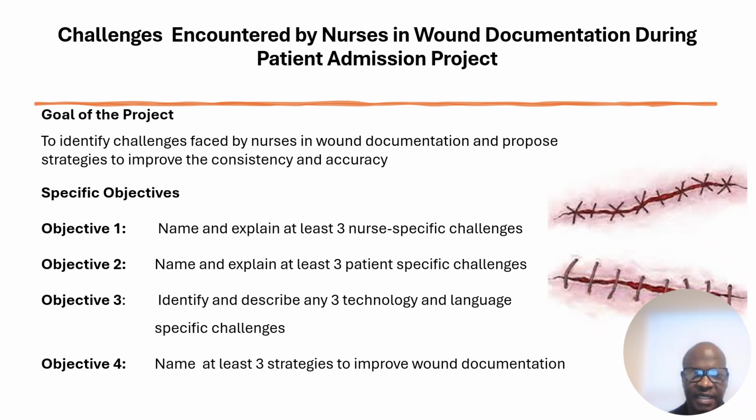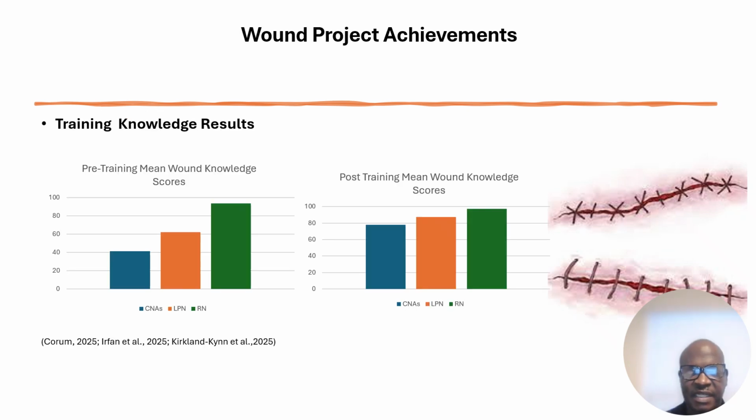This study, therefore, had the following outcomes. The first outcome was to test the knowledge of the nurses on the floor. To do this, there was a pre-training wound assessment where the registered nurses scored a mean score of 93.9%, followed by the licensed practical nurses who scored 62.25%, and the least performing were the certified nursing assistants who had a mean score of 41%.